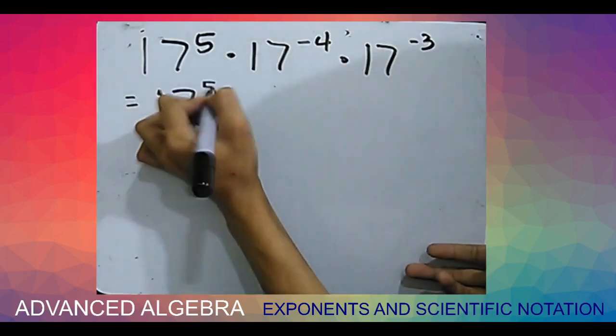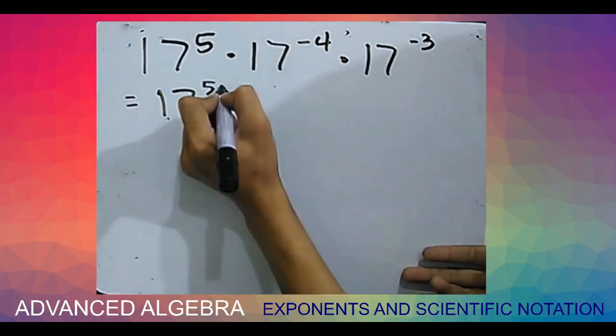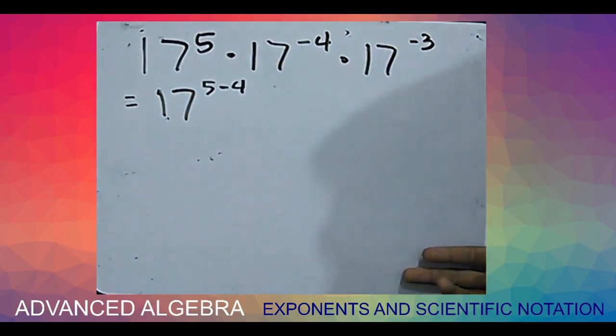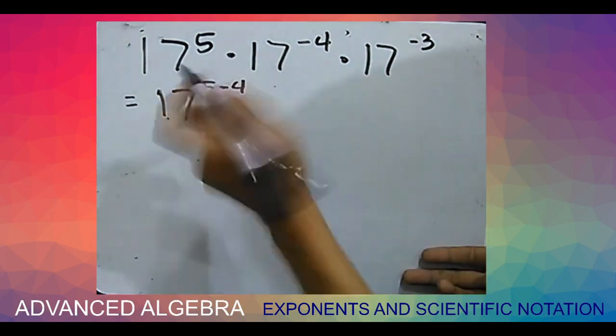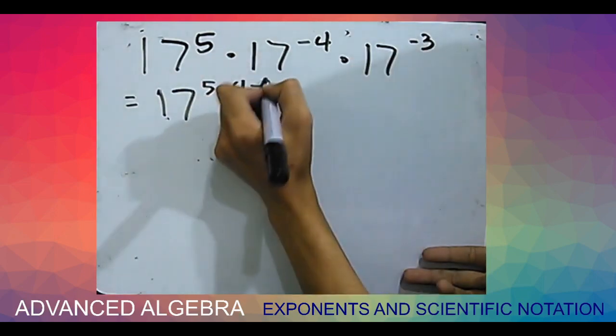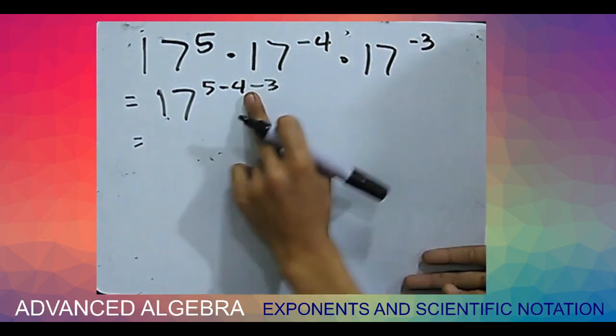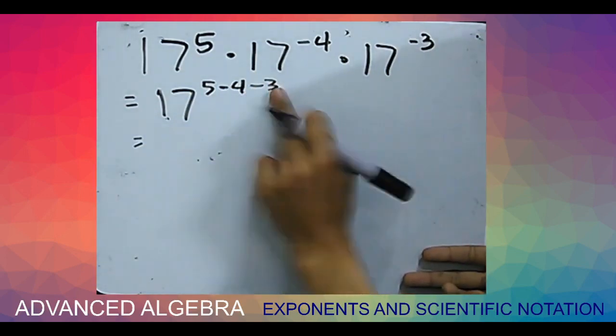So sa case natin, dahil may negative, automatic na minus to. Kasi negative 4, di ba? Gawin natin siyang minus. Then, si negative minus 3 ulit. Okay, so 5 minus 4 is 1, minus 3 is negative 2.